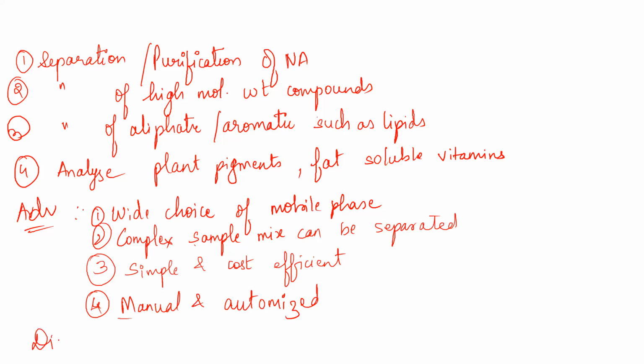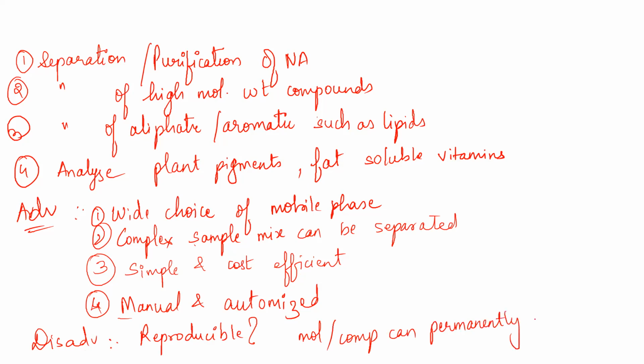Now, the disadvantages are similar to partition. Reproducibility is a big disadvantage. The results are not reproducible. Also, because we are working on the principle of adsorption, some molecules and compounds have a high affinity, so they can permanently adhere, that is, bind permanently to the stationary phase. So it becomes very difficult to remove such compounds because of the chemistry of the molecule and the ability of silica to interact with those molecules.